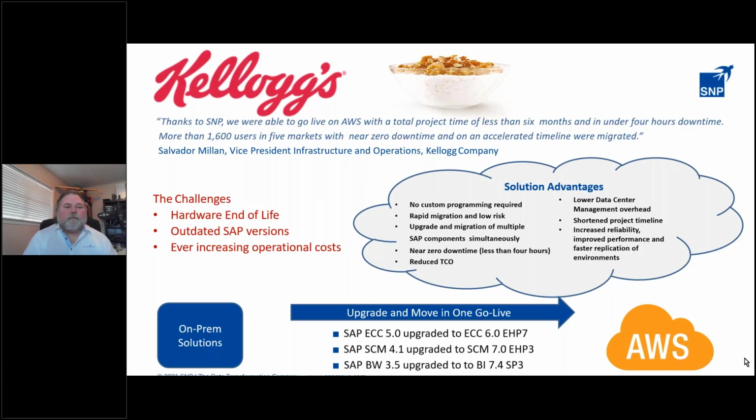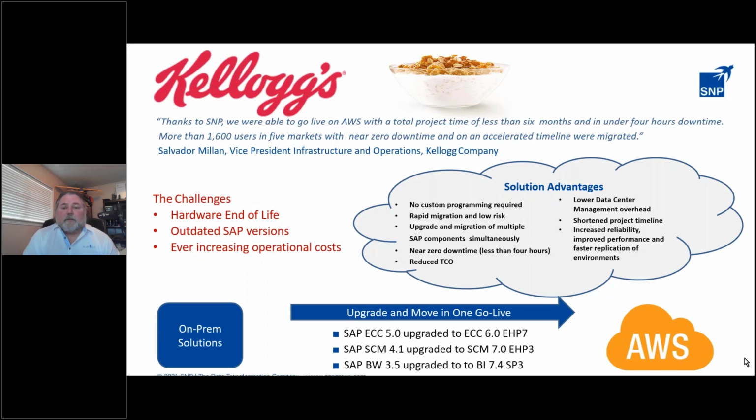They had multiple SAP systems in their landscape. Some of them were outdated versions, and so they were going to have to upgrade. They were also dealing with ever increasing operational costs, as a complex, outdated landscape often does, especially with the influx of mountains of data that we're seeing in our enterprise systems today. So we were able to take them from an on-prem solution to AWS in a single go live. The downtime was under 4 hours, and the entire project was less than 6 months.